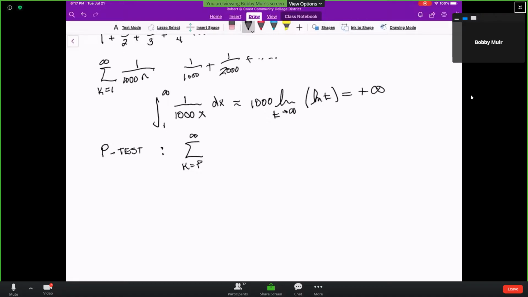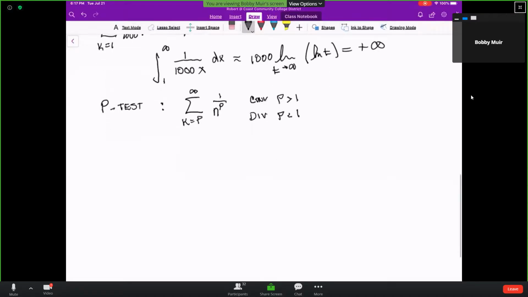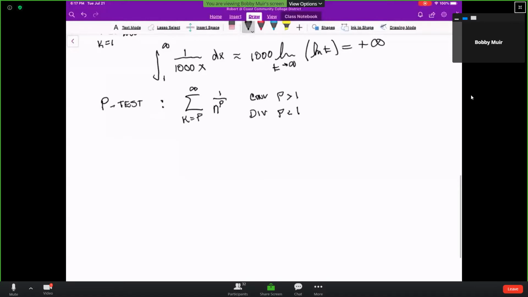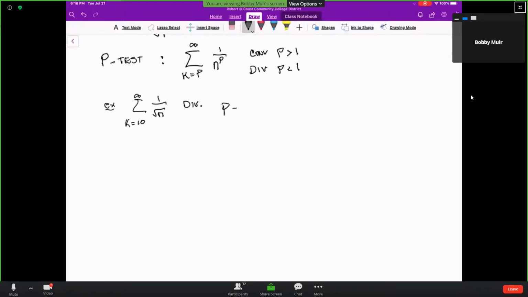Okay, so the p-test was, I had this series, and what we found was it's going to converge for p being strictly bigger than 1, and it's going to diverge for p less than 1. No more justification needed, okay? So for example, if I start at 10 and go to infinity, 1 over the square root of n, that thing diverges because p is a half.